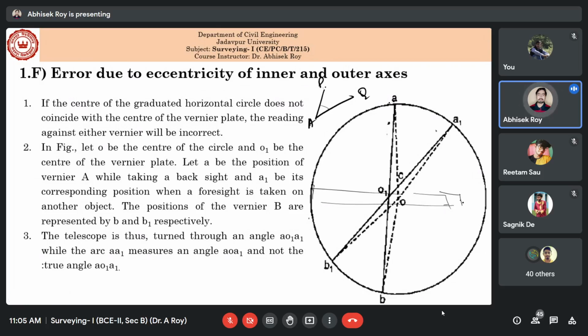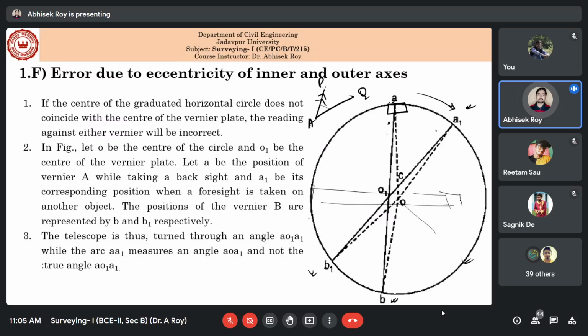Now whenever you are moving this telescope, your verniers are also moving. Verniers are always at an angle of 90 degrees to the telescope. Now say this is your vernier A, the position of vernier A when you are taking the back side, or when you are basically bisecting the P. Now suppose your telescope has moved to this position, so obviously to bisect Q your vernier also will move to a new position A1. Now your vernier B ideally is at position B, and it is moved to B1.